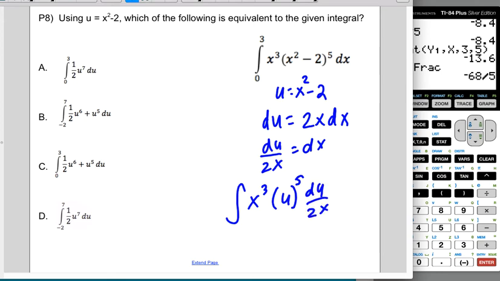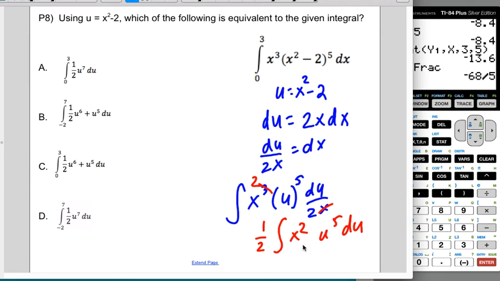Well, an interesting thing happens. Two things, actually. One of these x's cancels. So I definitely have a 1/2, but all the answers have a 1/2. So I have a 1/2, I have an x squared, I have a u to the 5th, and I have a du. So here's the problem.